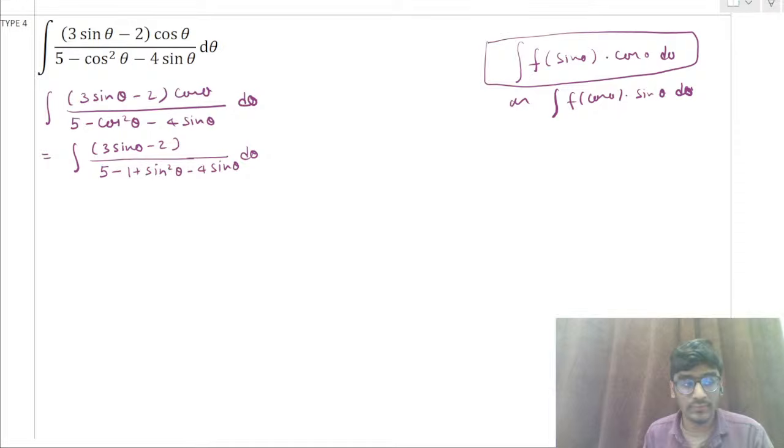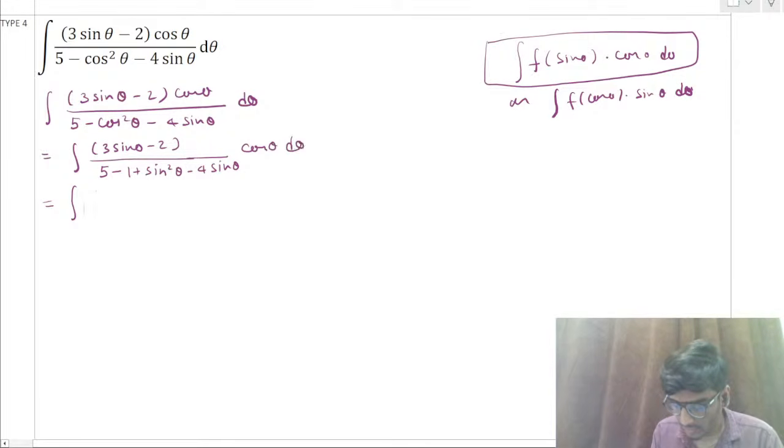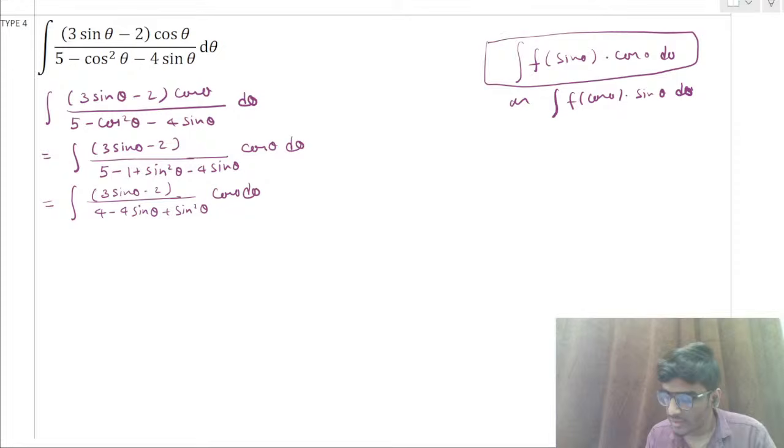Am I audible? Okay. So this becomes 3 sine theta minus 2 upon 4 plus sine square theta minus 4 sine theta, times cos theta d theta. As you can see, this integral becomes of this type.